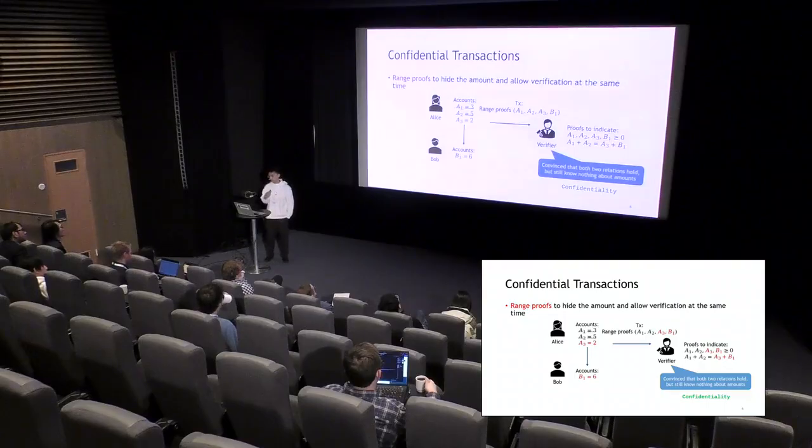So the verifier receives the range proofs, and he can be convinced that all the amounts A1, A2, A3, B1 are larger than 0, and that their balance holds. But he cannot know the exact amounts.